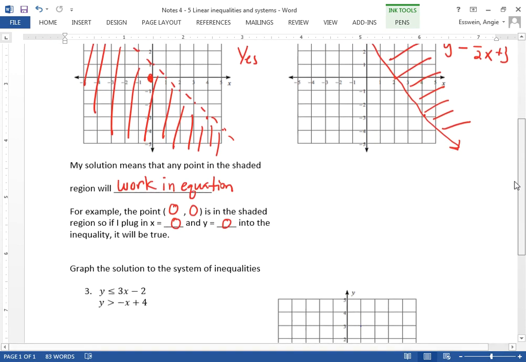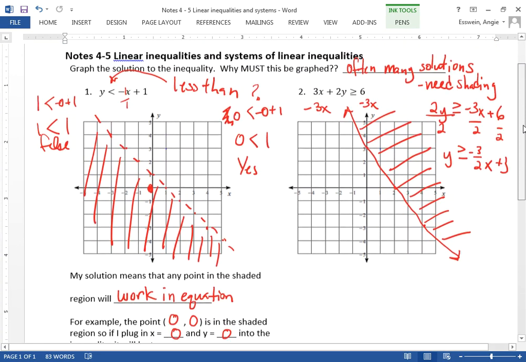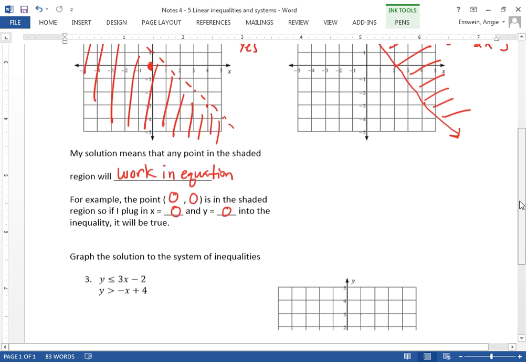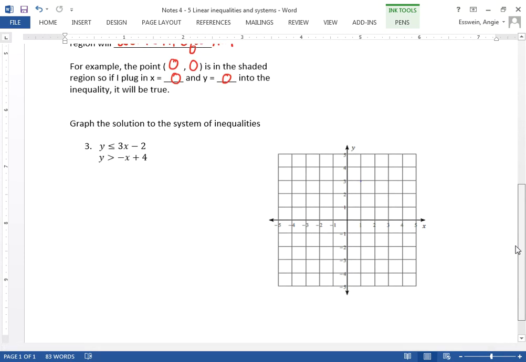So then for the last one, we're going to have more requirements. We're going to have a system of inequalities where I have to find all the points that work in both of these together. So first I do each one individually. We'll use different colors, and then the overlap will be the solution.